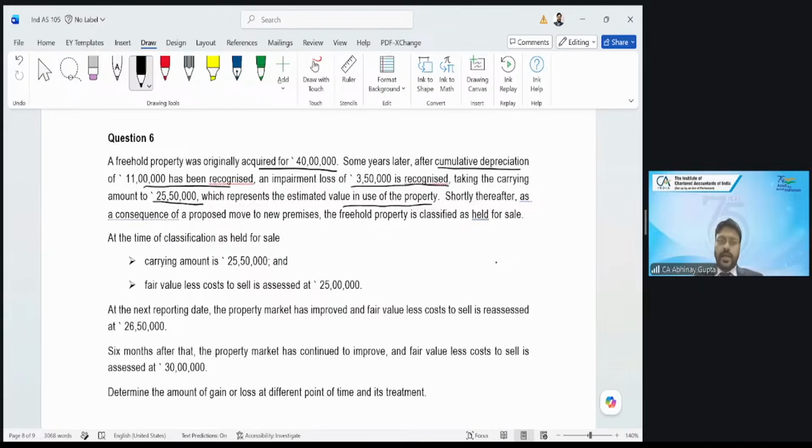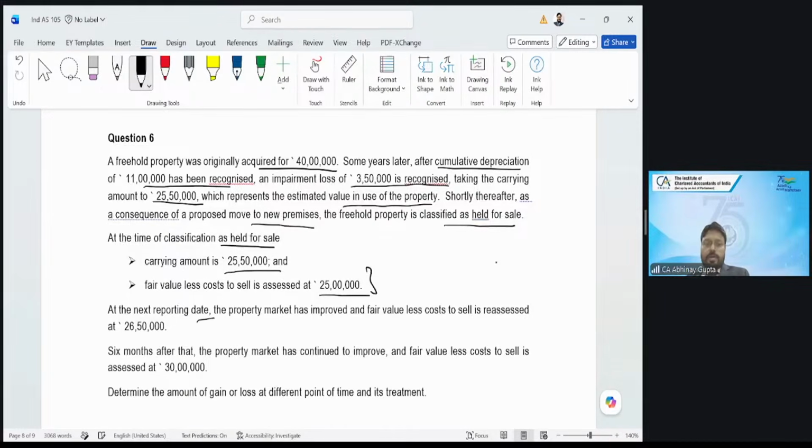Shortly thereafter, as a consequence of the proposed move to the new premises, the freehold property is being classified as held for sale. So because the company is planning to move to the new building or new premises, this building will not be used anymore by the company, and hence the company wants to sell it. So they have classified it as held for sale. At the time of the classification as held for sale, the carrying amount is 25 lakh 50,000 and the fair value less cost to sell is estimated at 25 lakhs.